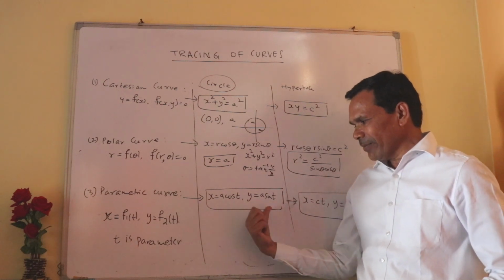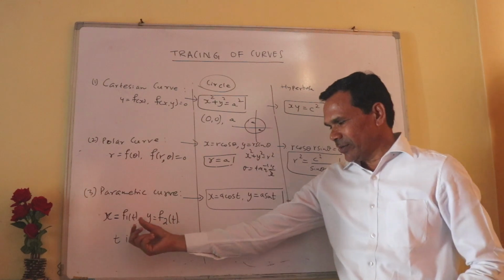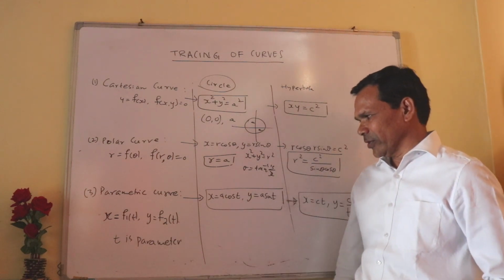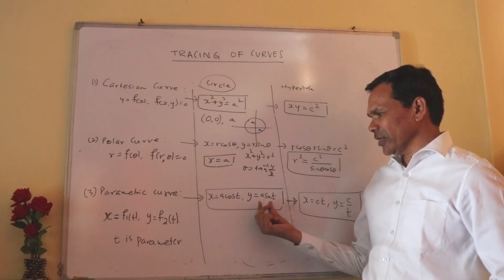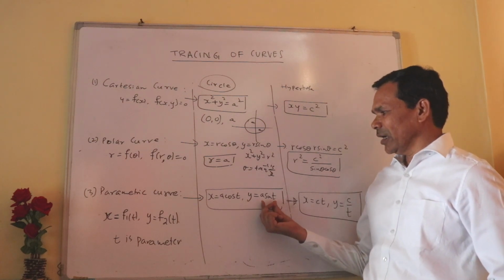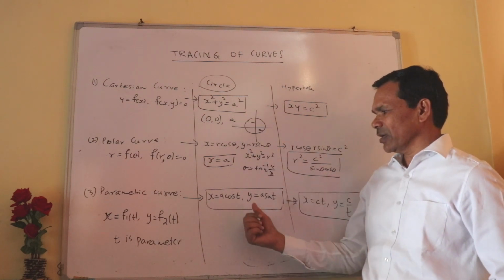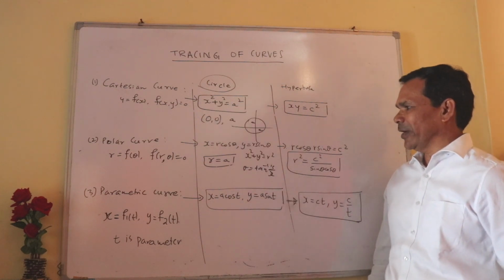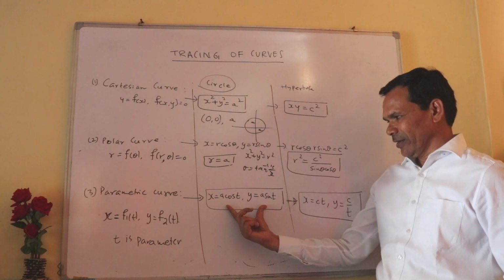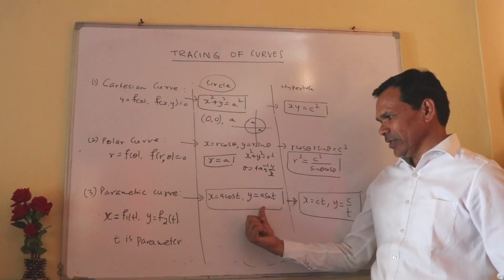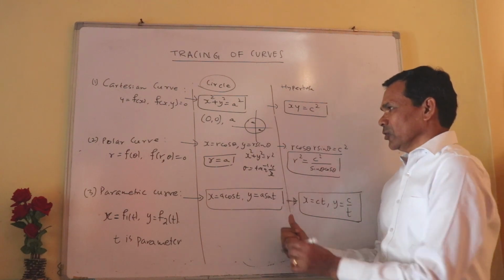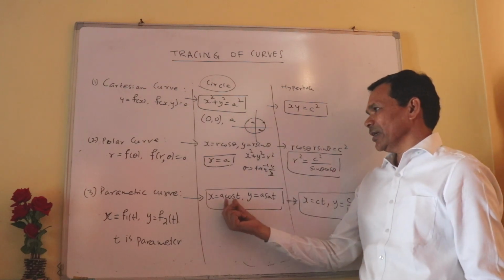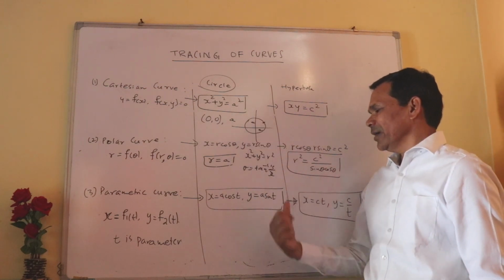Similarly, parametric equations, where t is the parameter. Normally it is given in terms of x and y. x is equal to a cos t, y is equal to a sin t are the parametric equations of this circle. If you put x and y in this, it is satisfied. So take some point, the coordinates of this point are x equal to a cos t, y equal to a sin t.